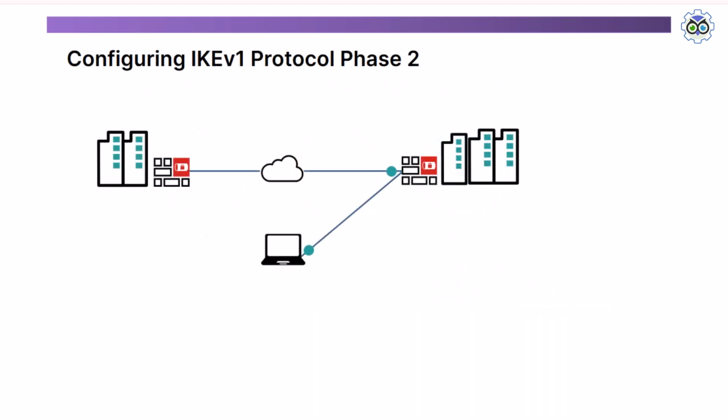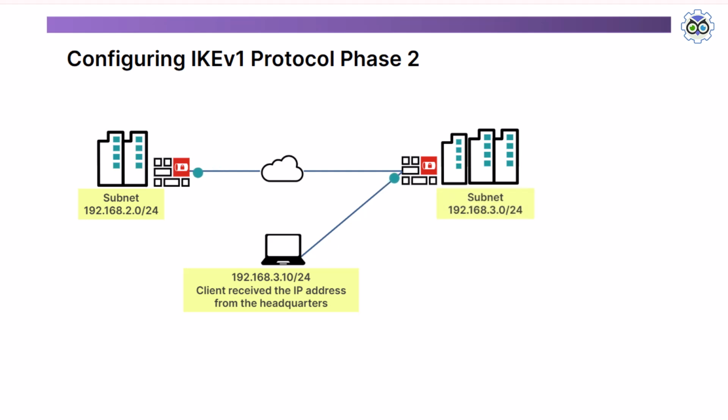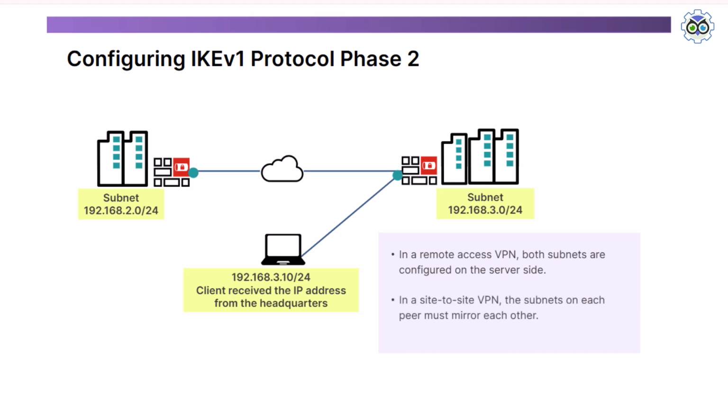The traffic that is to be protected must be indicated by listing the local and remote subnets that will communicate through the tunnel. In a remote access VPN, both subnets are configured on the server side. In a site-to-site VPN, the subnets on each peer must mirror each other.